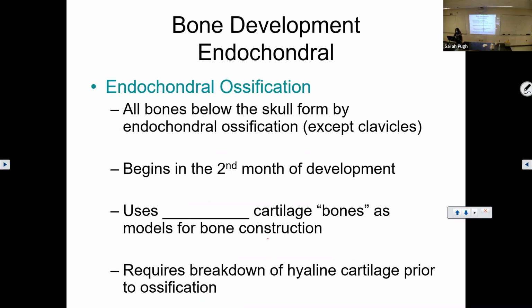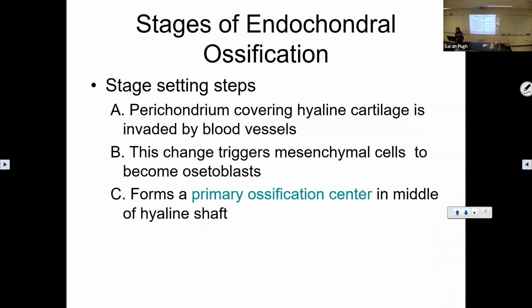Endochondral ossification is how all of the other bones in an embryo are going to form. Okay, so they are going to form from inside the cartilage. This is also going to happen around 8 weeks, and it's going to use the hyaline cartilage (bones). Now I have bones in parentheses here because hyaline cartilage is not bone, it's still cartilage, but it's going to use those as sort of a model, as a placeholder. Now, in order for bone to take place, we've got to break down the hyaline cartilage and put bone in its place.